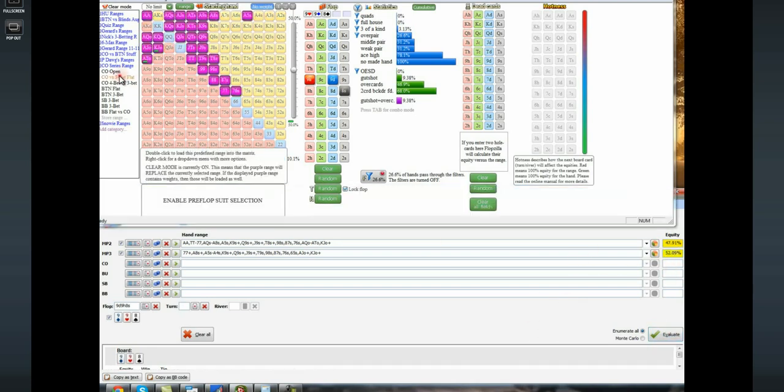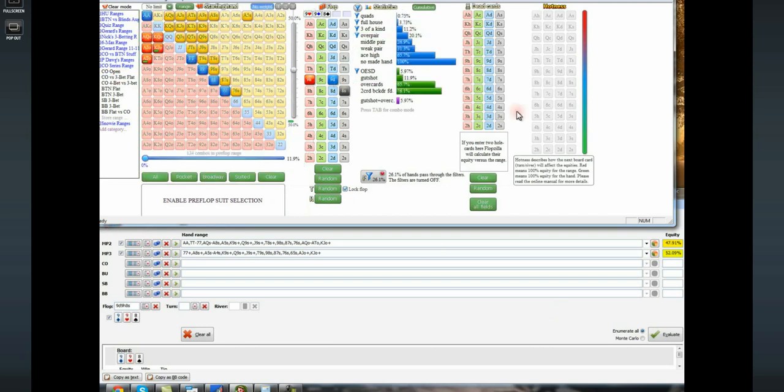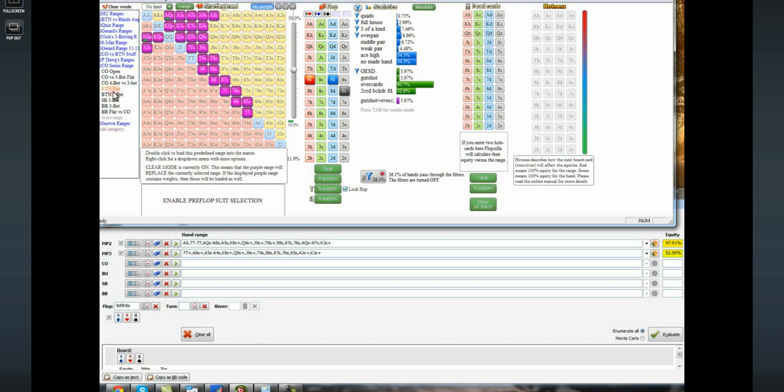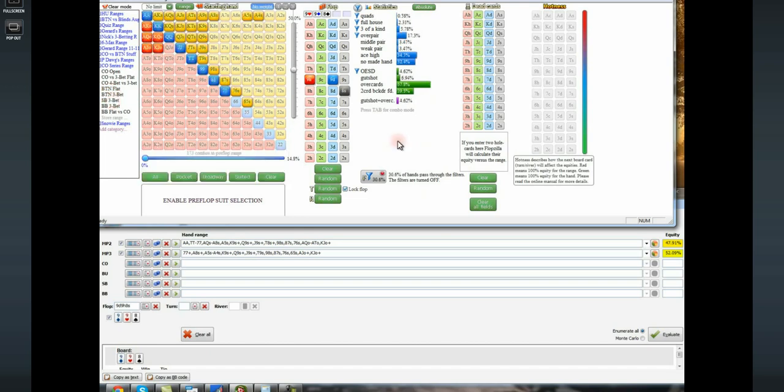So let's check out how many trips each range has. So this range has 3 of a kind, 11%. I just want the trips. That's 7.5%, whereas the small blind 3-bet has it. Oh, less than that.